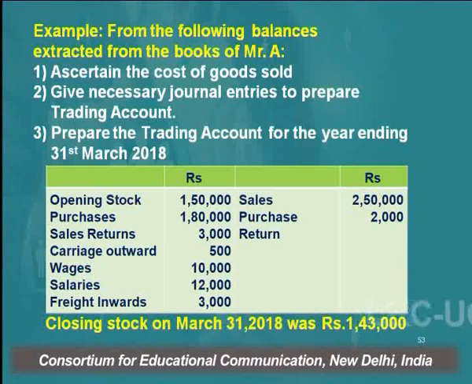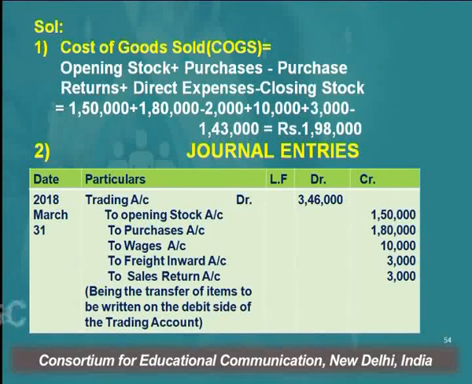Let's understand this trading account with the help of an example. This is the information given to you, and you need to calculate the cost of goods sold, which is also known as COGS. You need to pass the general entries and prepare the trading account for the year ending 31st March 2018. So what is given here? The opening stock, purchases, sales return, carriage outward, wages, salaries, freight inward, sales, purchase return, and closing stock on 31st March was rupees 1,43,000. So the first thing which you need to calculate here according to this question is COGS, which is cost of goods sold.